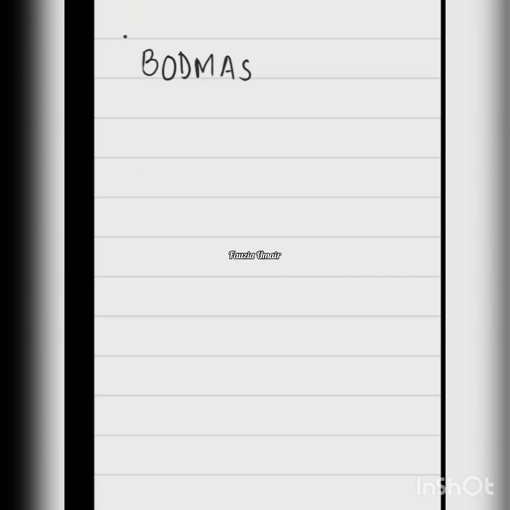All right, so we are going to start the first strand, or first pillar, of the syllabus, which is arithmetic, numbers. Arithmetic means the study of numbers. So BODMAS is the first topic. Can anyone tell me what is the purpose of BODMAS? Why do we use BODMAS?